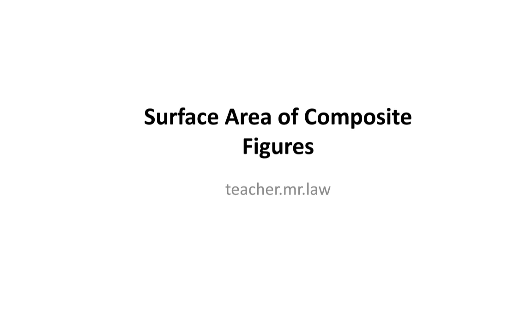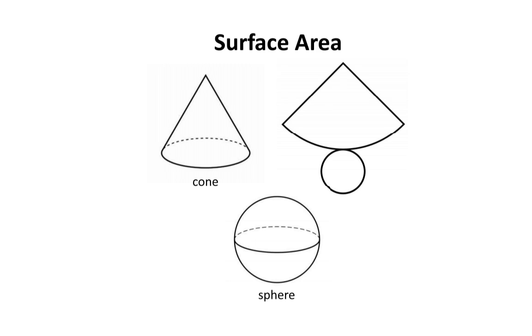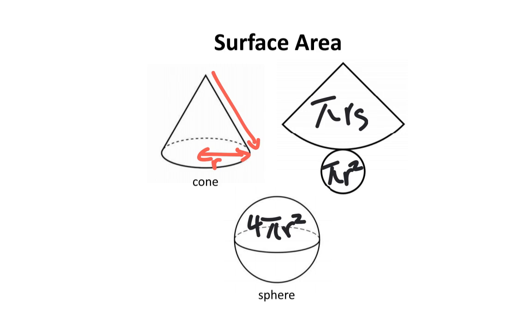In today's lesson, we'll be learning about surface area of composite figures. In a previous lesson, we learned that surface area is found by finding the area of each face, then adding them up. A cone is actually made up of a circle and a shape that looks like a slice of pizza, and R represents the radius, and S is new.